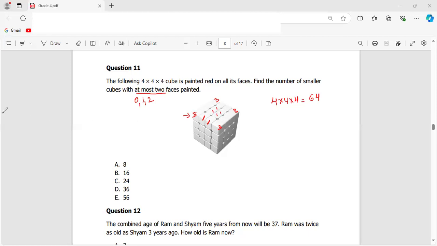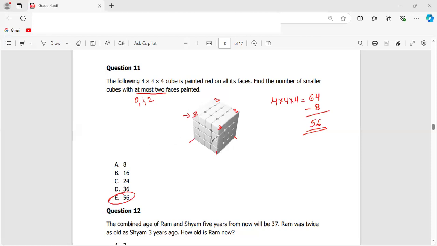So instead of doing this, the best way to do it is, we know that all these corners are painted on 3 sides. So how many cubes are those? Those are 8 cubes. 1, 2, 3, 4, and 4 below. So you just subtract it, you'll get 56. So 56 are the cubes that are painted on 0, 1, 2 sides.